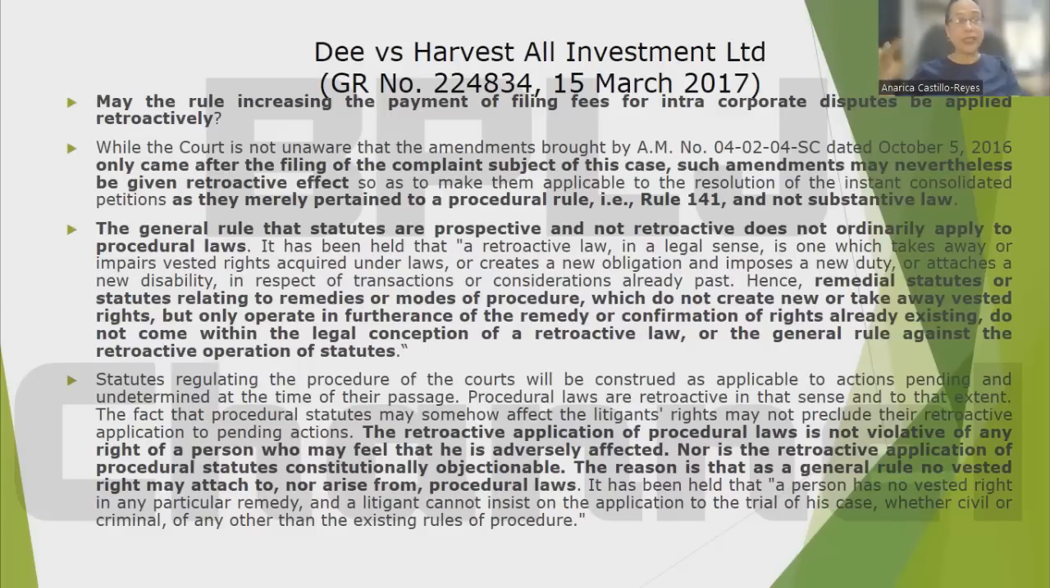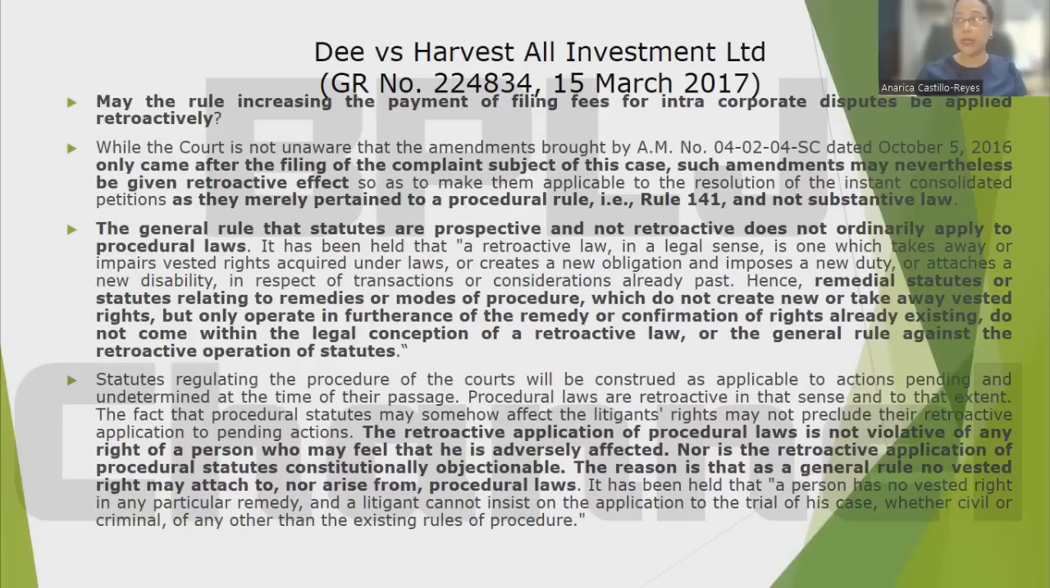So in this case, this involves a remedial measure. It provides for an increase in the payment of filing fees. However, that rule which provides for the payment of filing fees came after the filing of the complaint. So the filing of the complaint was ahead of the law providing for an increase in the payment of filing fees. Can that rule be made to apply to the complaint which was filed ahead? At the time when the rule became effective, that complaint was already filed. So can it be made to apply retroactively?